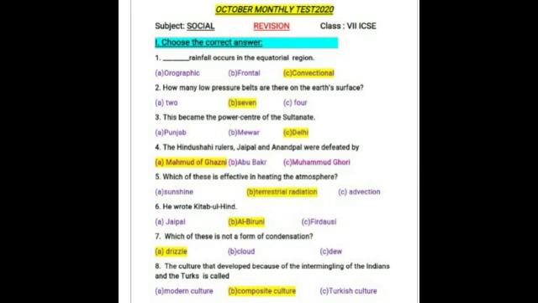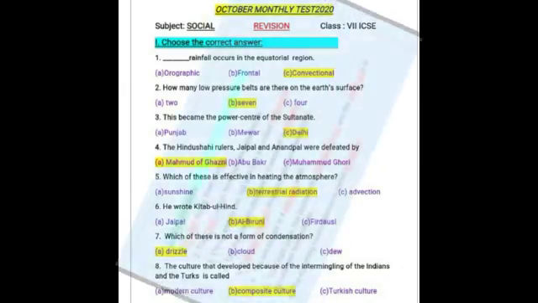Next one, which of these is effective in heating the atmosphere? Yes, it is terrestrial radiation. Sixth one, he wrote Kitab ul Hind. Yes, it is Al-Biruni, option B. Seventh one, which of these is not a form of condensation? Yes, it is option A, drizzle. Eighth one, the culture that developed because of the intermingling of the Indians and the Turks is called composite culture.